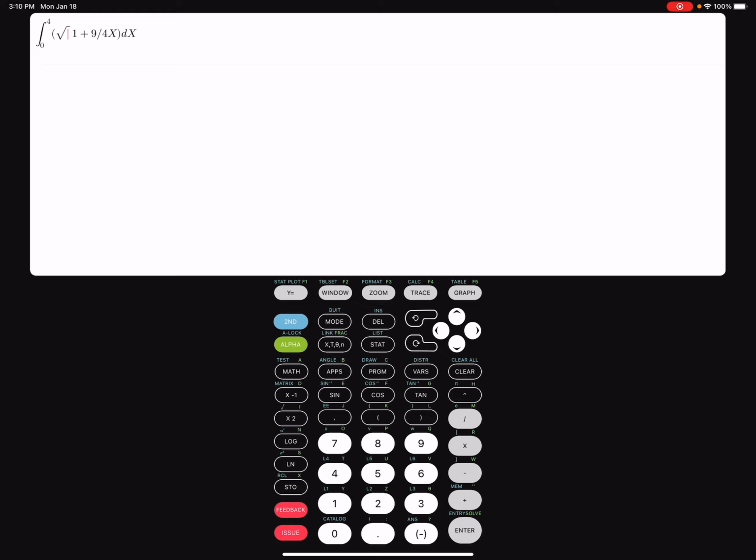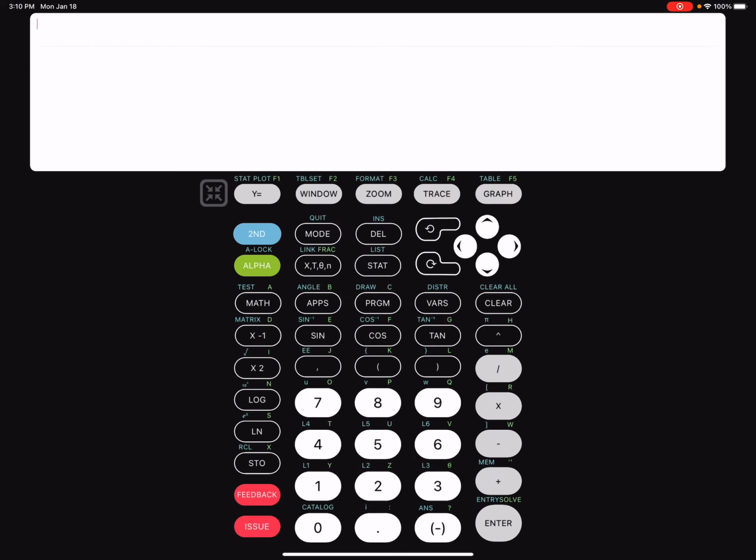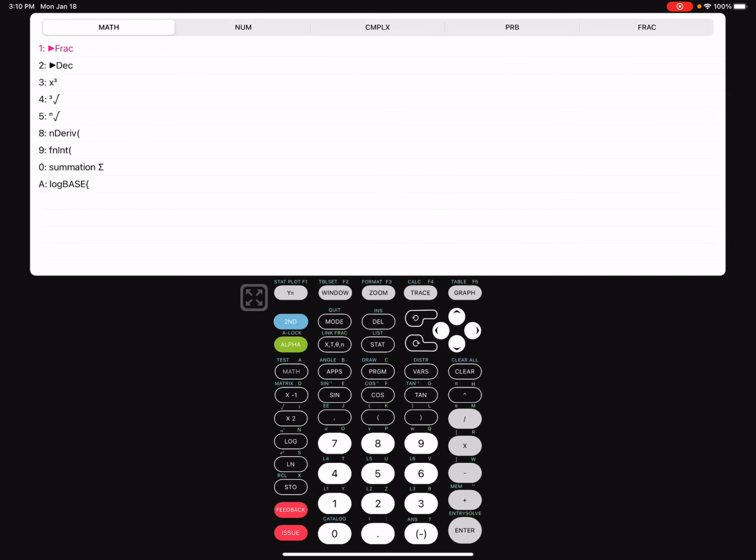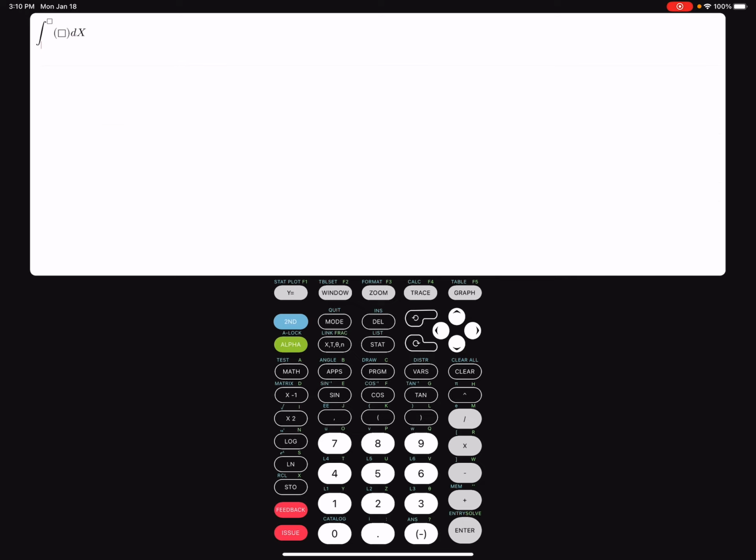Oh, do I have to retype this? Okay. Let me just start that over. All right. So let's do math 9, 0 to 4. Inside my square root, I have 1 plus 9 over 4x. And I get 9.073. Okay?